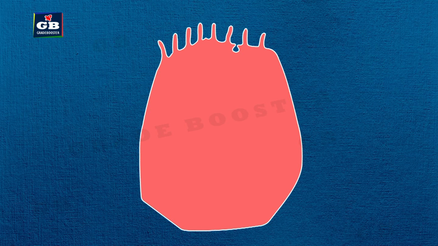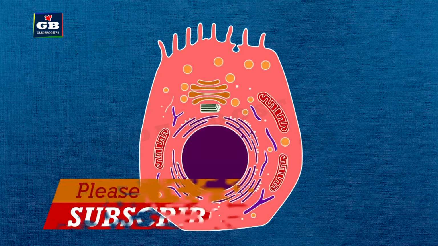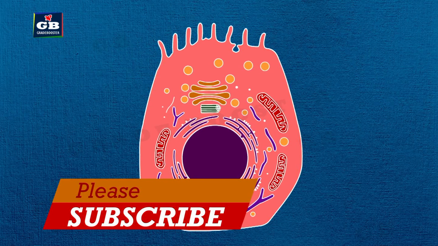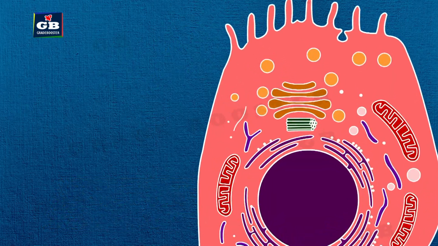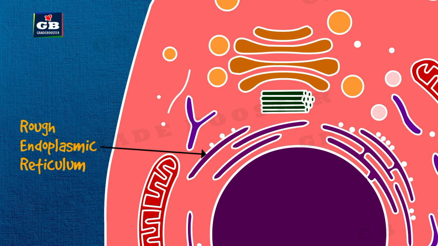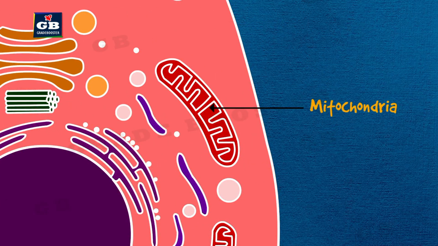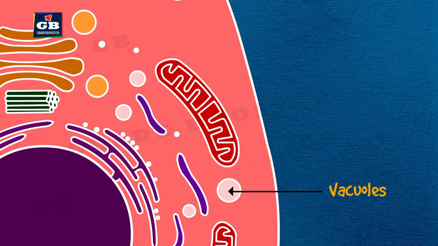Cytoplasm consists of water, minerals, enzymes and some organelles. It is the place where many biochemical reactions take place. There are so many organelles floating in the cytoplasm. Let us look at these cell organelles. This is smooth endoplasmic reticulum, rough endoplasmic reticulum, Golgi apparatus, lysosomes, mitochondria, and vacuoles.